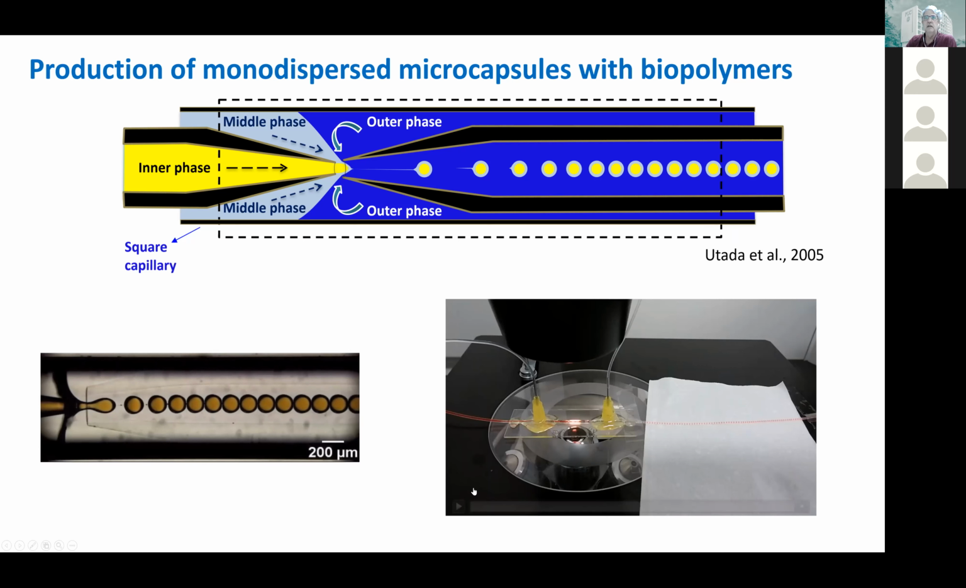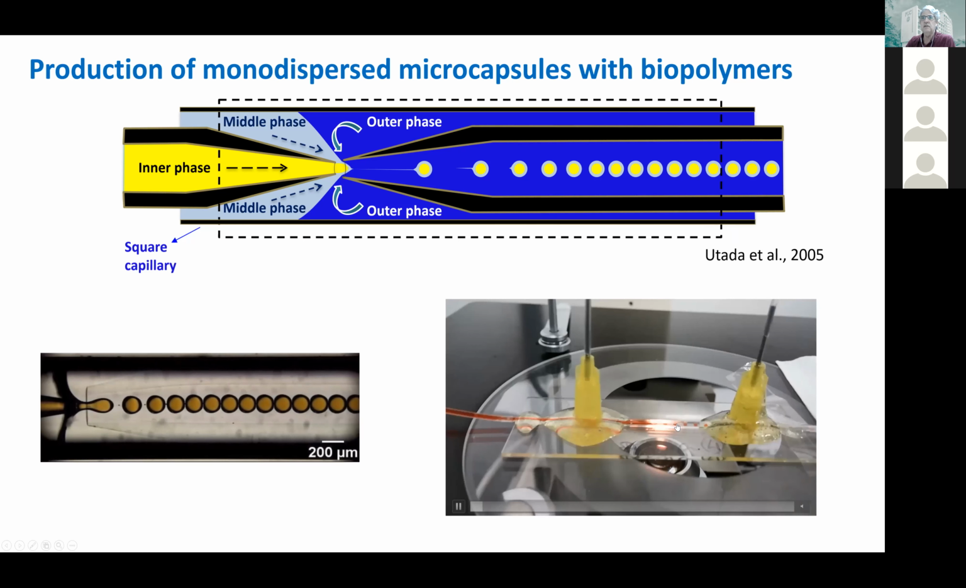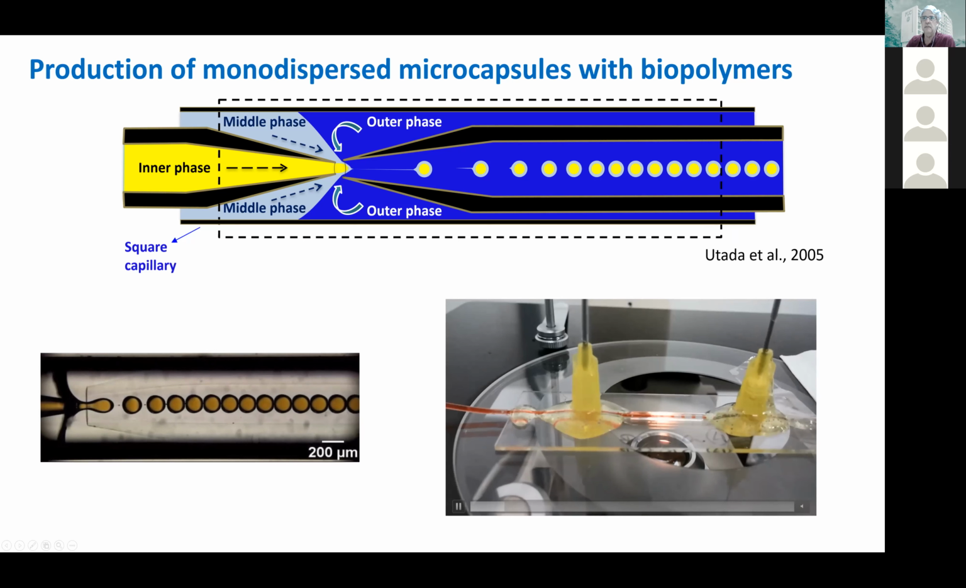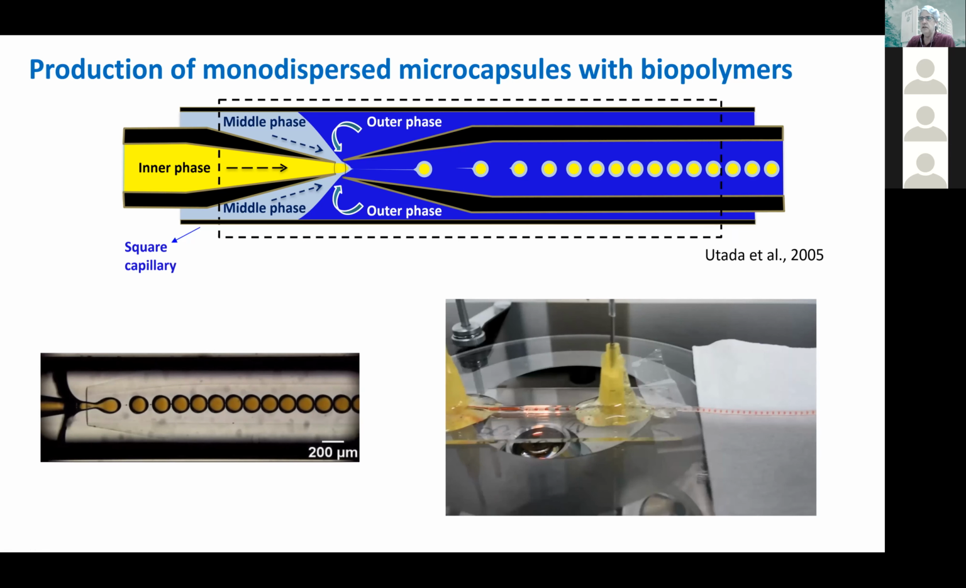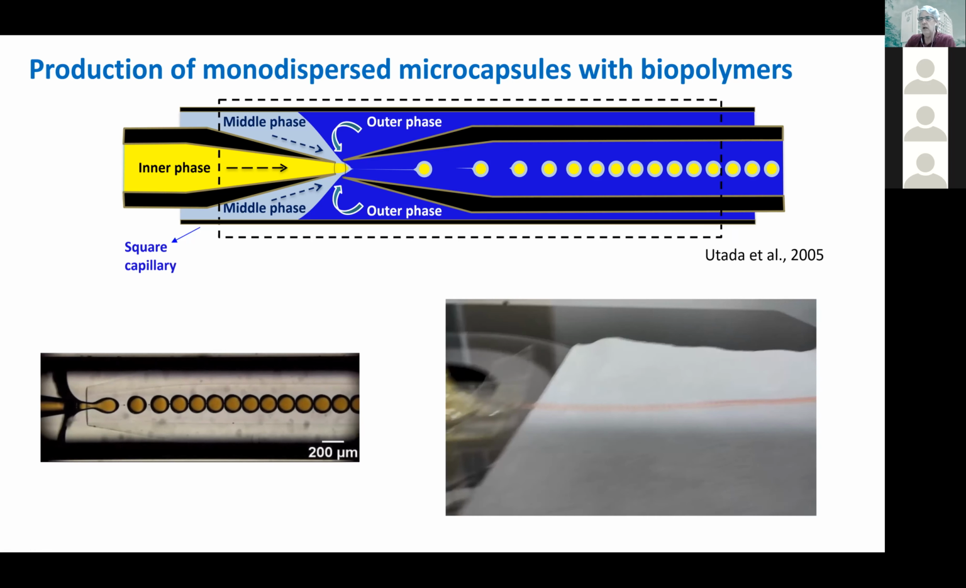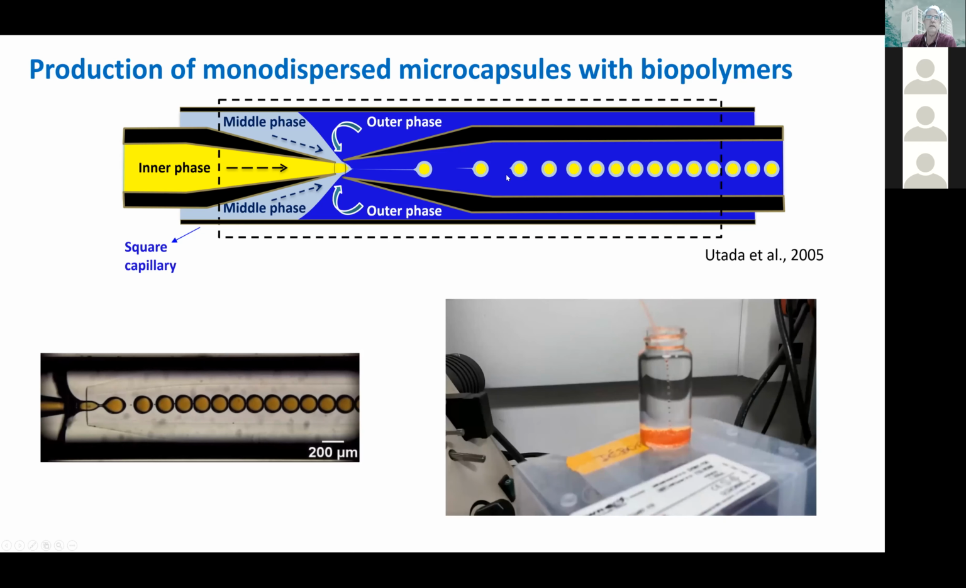Here's just a bird's eye view of the entire process. In this case, the inner phase was dyed with this color such that we could visualize what's going on. So once you get it to the right condition, you're producing all these capsules that are exactly the same size. And then you collected them, and that's what we use to inject in the porous medium.